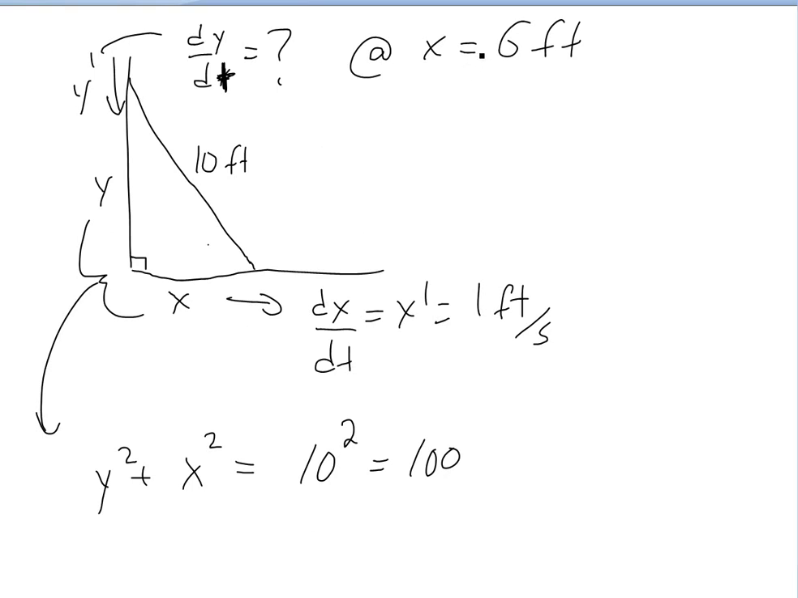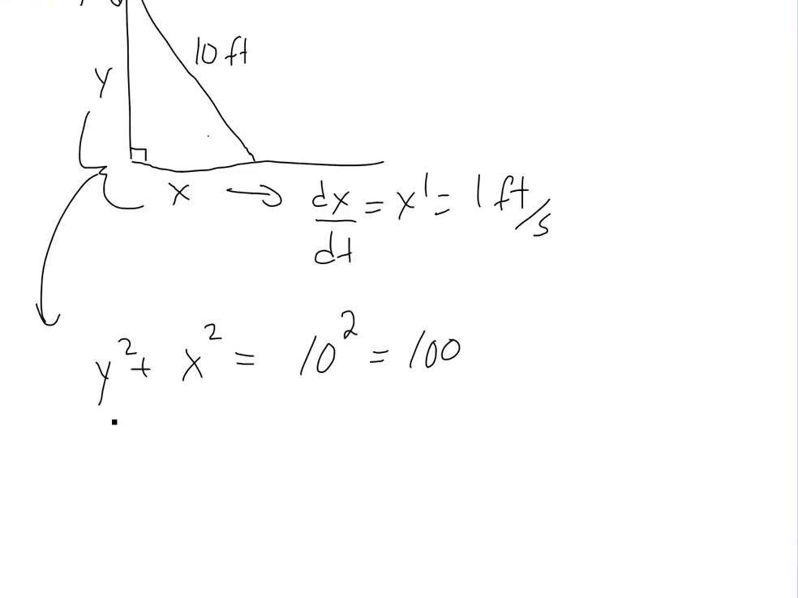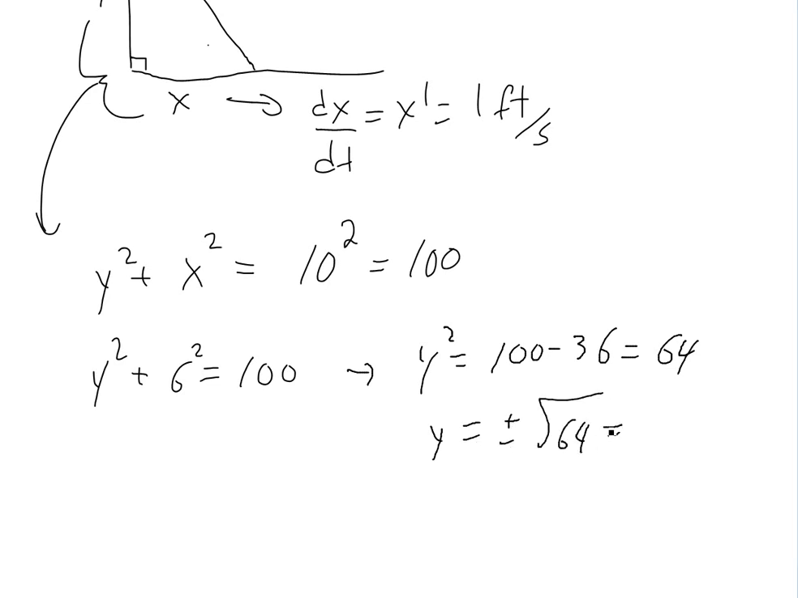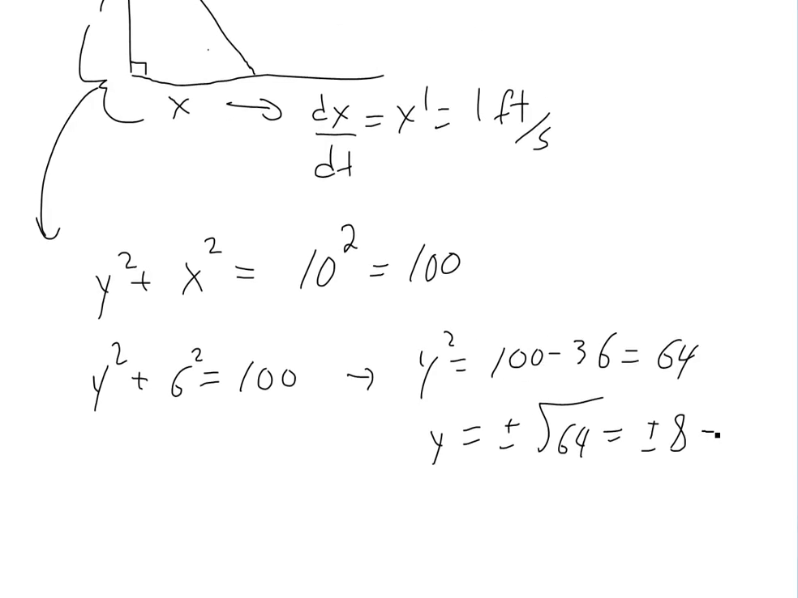Let's just solve for y here. For right now at x equals 6, y squared plus 6 squared equals 100. So 6 squared is 36, and we get y squared is equal to 100 minus 36, which is 64. And then y is equal to plus or minus the square root of 64, which is plus or minus 8. But negative 8 doesn't make sense in this application, so y is equal to 8 feet.